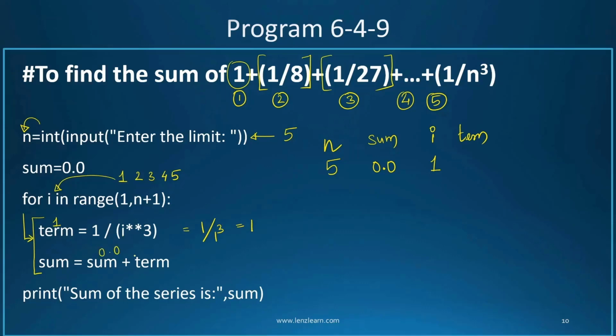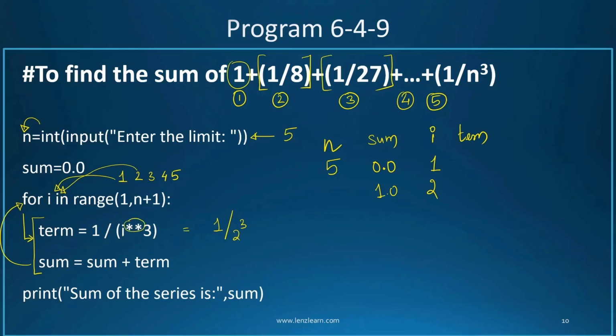So right now the value of sum is 0.0 and term is 1. You add both of them and the result will be stored to sum. Okay, so sum has value 1.0. Now the control will go back to the for loop. It will take the second value from the range and load into control variable i. Okay, so i will have value 2. This time the value of term will be 1 divided by the value of i, which is 2, raised to 3. So i will be raised to the power of 3 by this operator.